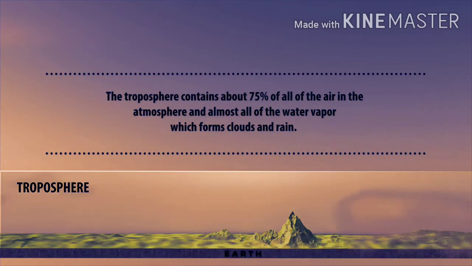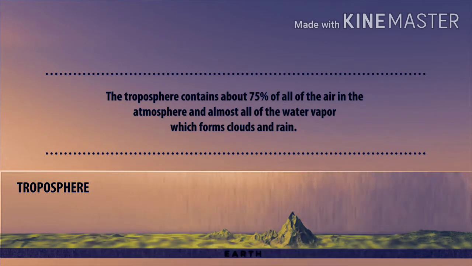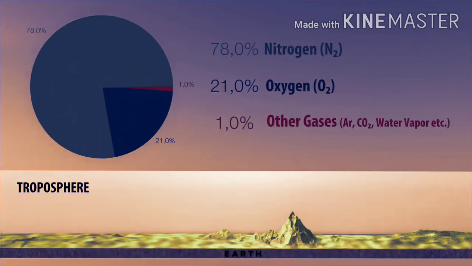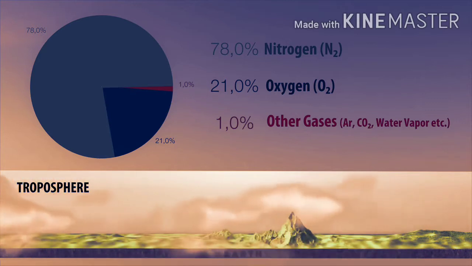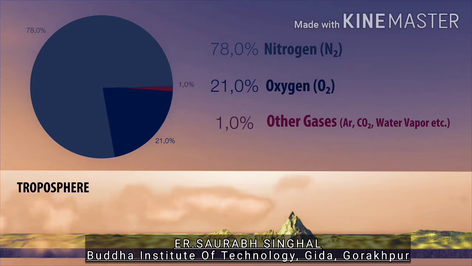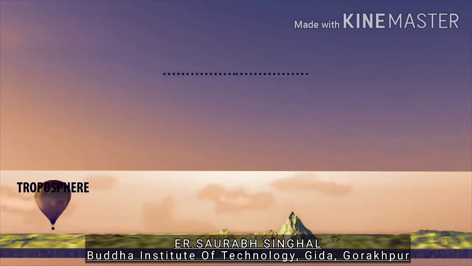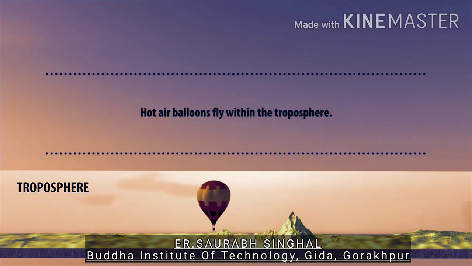The troposphere contains about 75% of all of the air in the atmosphere and almost all of the water vapor, which forms clouds and rain. In this layer, air is made up of approximately 78% nitrogen, 21% oxygen, and 1% argon, with small amounts of additional gases, including water vapor and carbon dioxide. Hot air balloons fly within the troposphere.